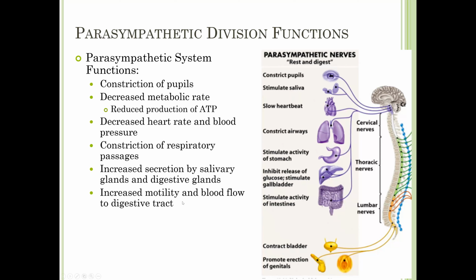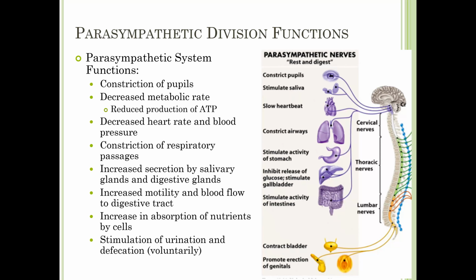It will also increase blood flow to the digestive tract to help with the absorption of nutrients. You'll have an increase in absorption of nutrients by cells. And you'll have stimulation of urination and defecation, and this is going to be voluntary. So even though the picture over here says contract bladder, that's going to be contracting the bladder when you decide to go to the bathroom. It's not a case of you just let your bladder go like with the sympathetic division. This division actually controls basically what you consider your normal processes of urination and defecation.